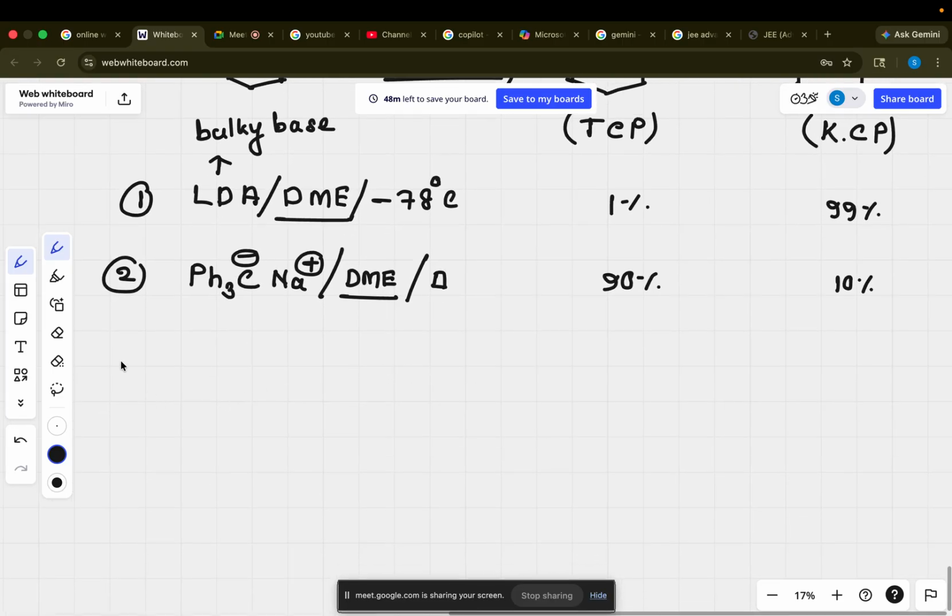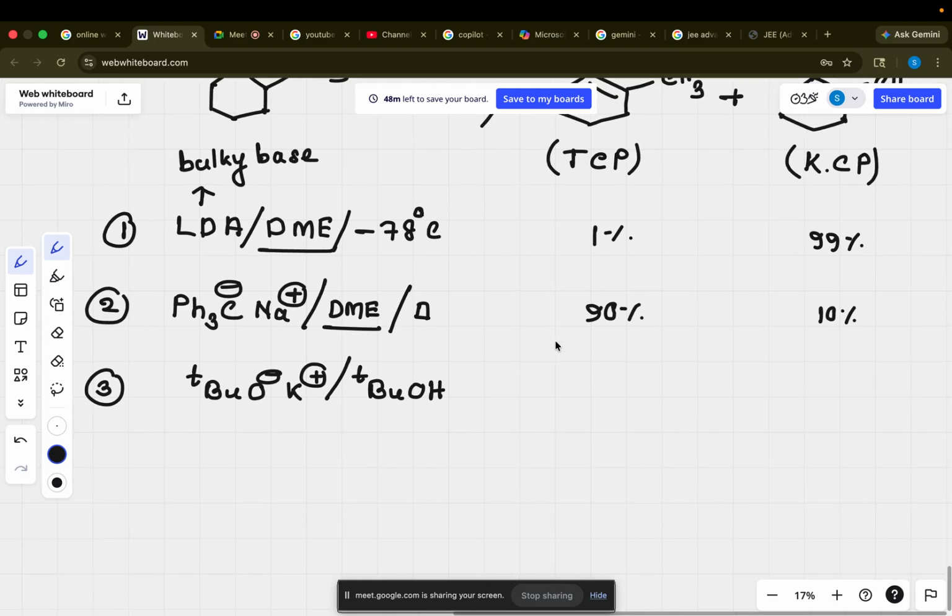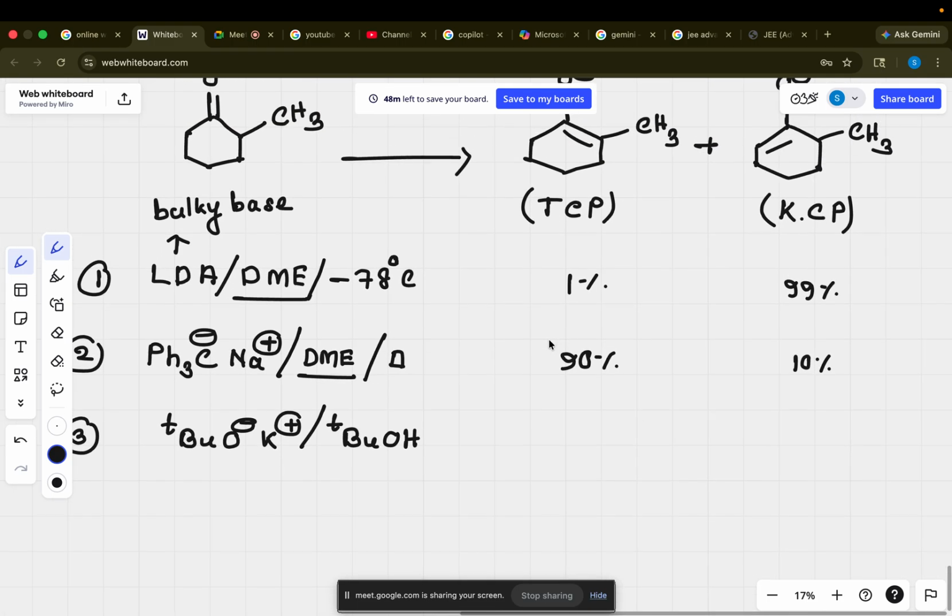Now suppose the third reagent I am using is potassium tertiary butoxide, in the presence of tertiary butanol. And they have not mentioned anything about the temperature. So tell me what you will get.